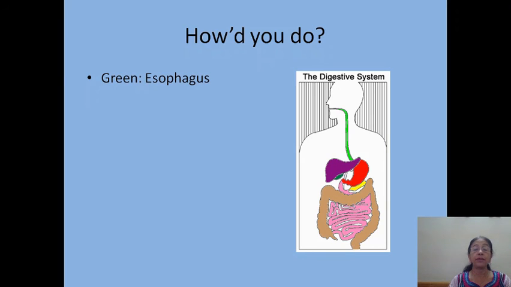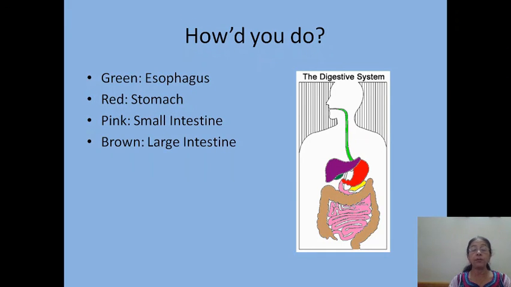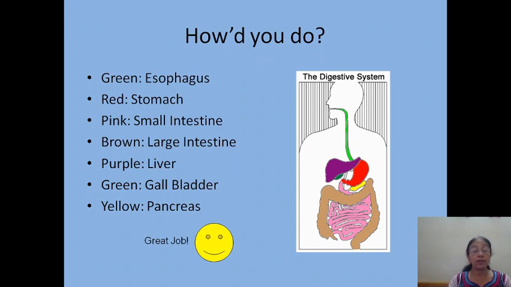ग्रीन कलर से कौन सा ऑर्गन दिखाया है? ईसोफेगस. रेड, स्टमक. पिंक, स्मॉल इंटेस्टाइन. ब्राउन, लार्ज इंटेस्टाइन. पर्पल, लिवर. ग्रीन, गॉल ब्लैडर. वाओ. येलो, pancreas.